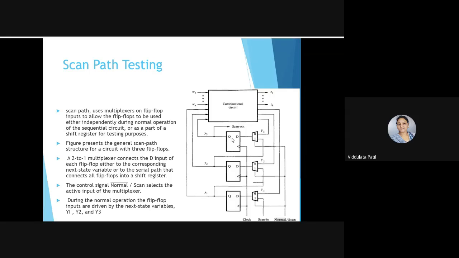Now what are those faults? It may happen that whatever connections we have between the input and the internal connections, those wires may be shorted to zero logic level or high logic level.